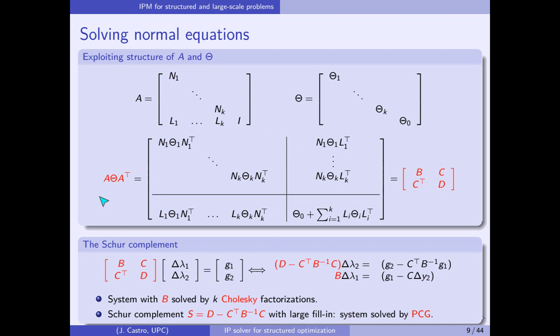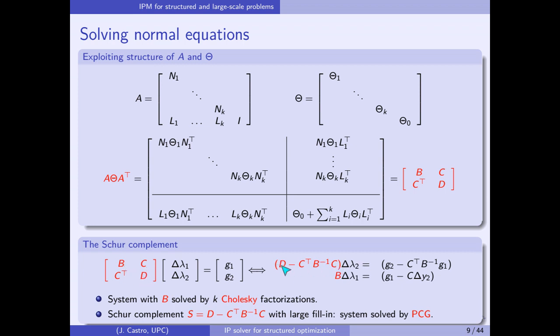Then we can see that system A zeta transpose, which has this expression, can be divided into smaller subsystems. Using some Gaussian elimination here, we get these 2 smaller subsystems. On one hand, we have to solve systems with B. B is this matrix. This is a block diagonal matrix, and systems with B can be solved efficiently by applying Cholesky factorizations to each of these blocks. And the second subsystem involves this term. This is the Schur complement of this matrix, the normal equations matrix, okay?